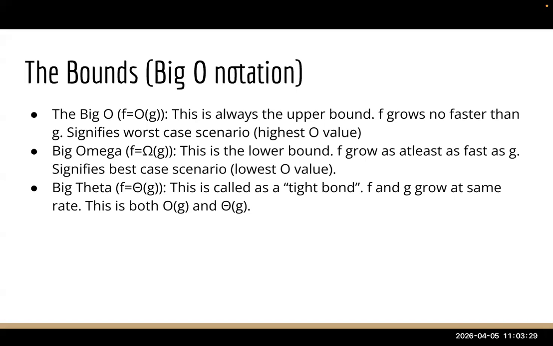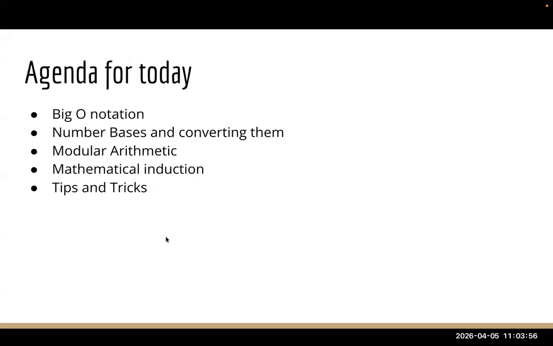Now, big omega, this is the lower bound. This always represents the best case scenario, and f grows at least as fast as g in these cases. We'll see them worked out in the examples that we'll be covering right after this. And then big theta, this is called a tight bound. In here, the functions f and g grow at the same rate. This is both O and omega.